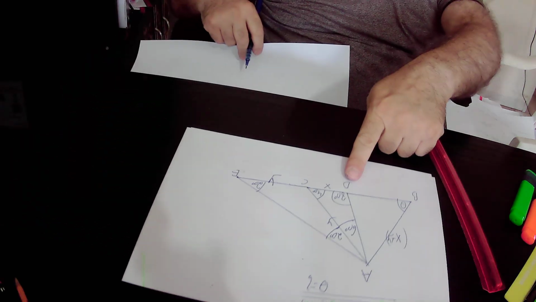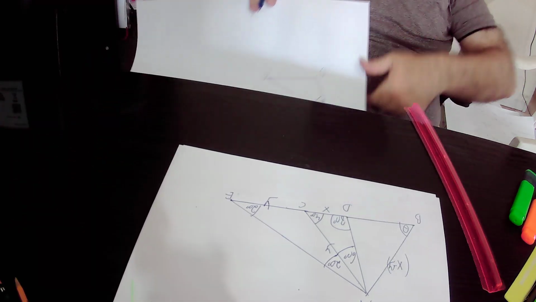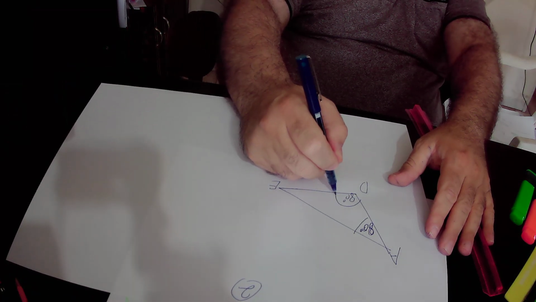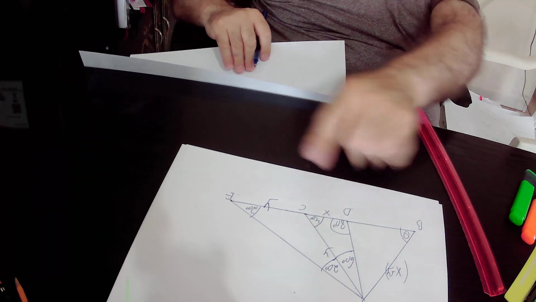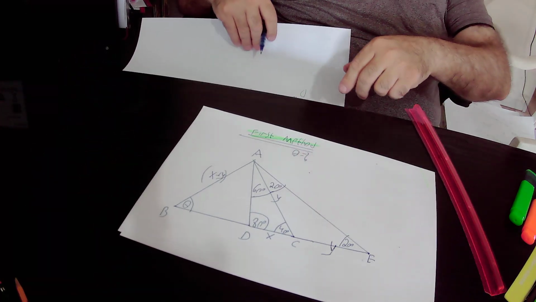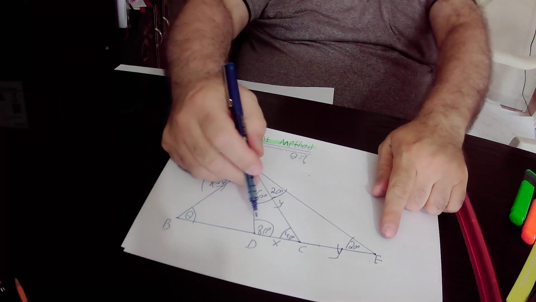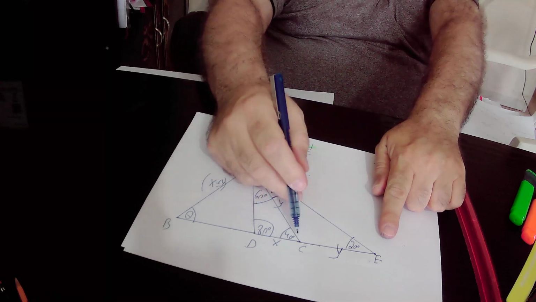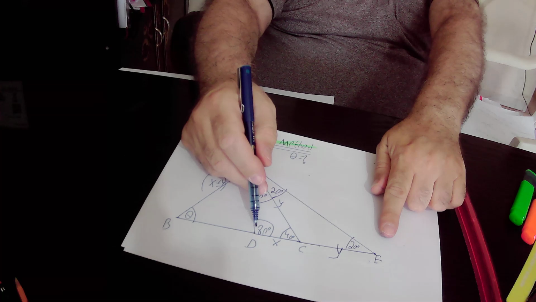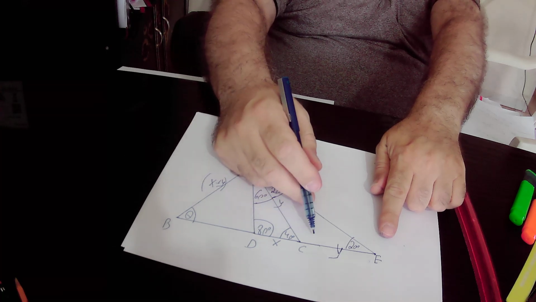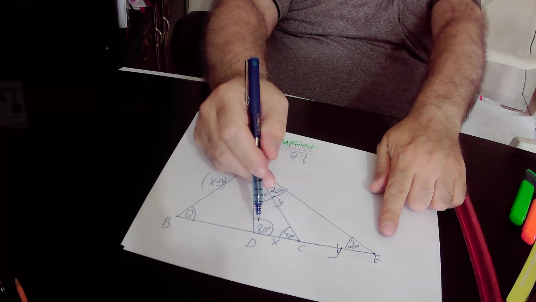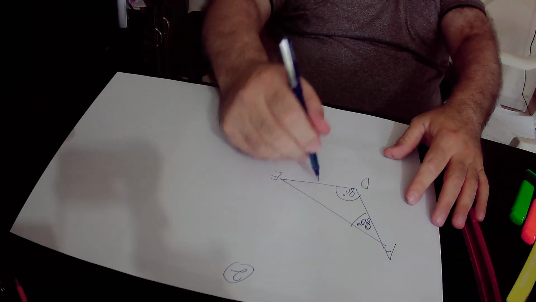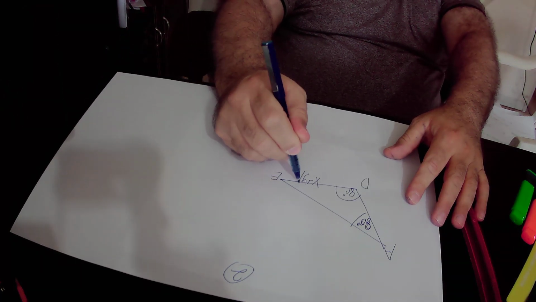Angle ADE, this angle equals 80 degrees according to what is given in the question. Side DE, what is the length of side DE? From the drawing it is very easy to see that DE equals DC plus CE. DE equals DC, that is X, plus CE, that is Y. So DE equals X plus Y.